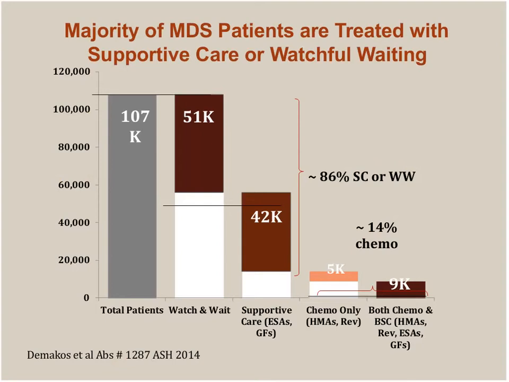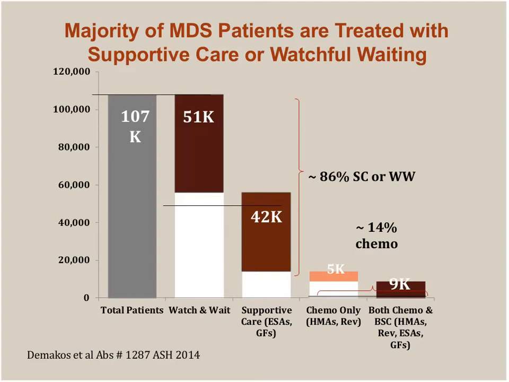So 86% of all of these patients received either watchful waiting or just supportive care, meaning erythropoietin-stimulating agents or growth factors such as Neupogen or filgrastim. Only 14% of patients received so-called active treatment, which would be HMAs or lenalidomide, or HMAs, lenalidomide, combined with ESAs and cytokines.